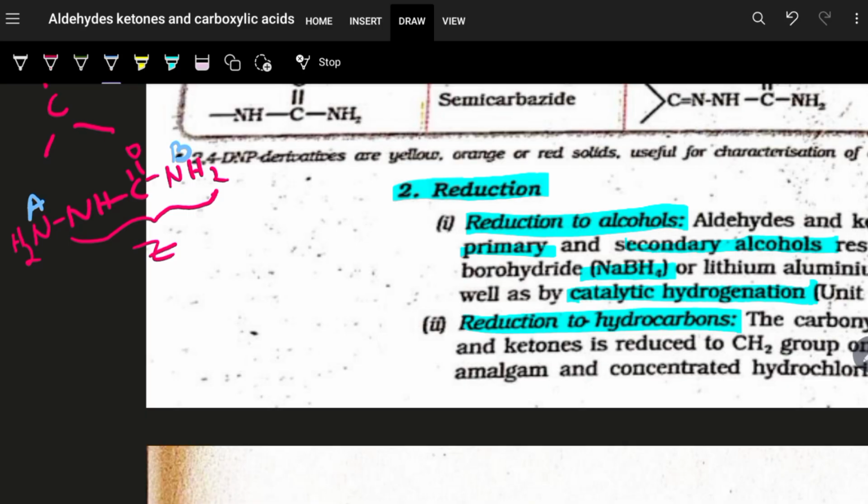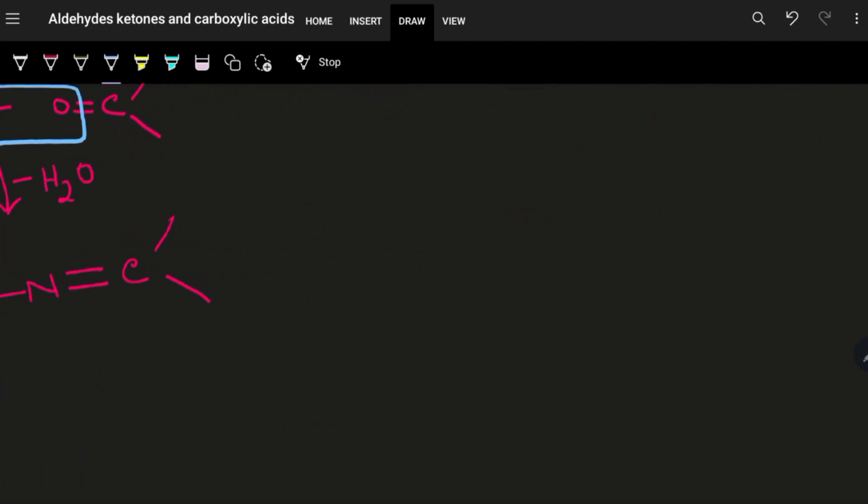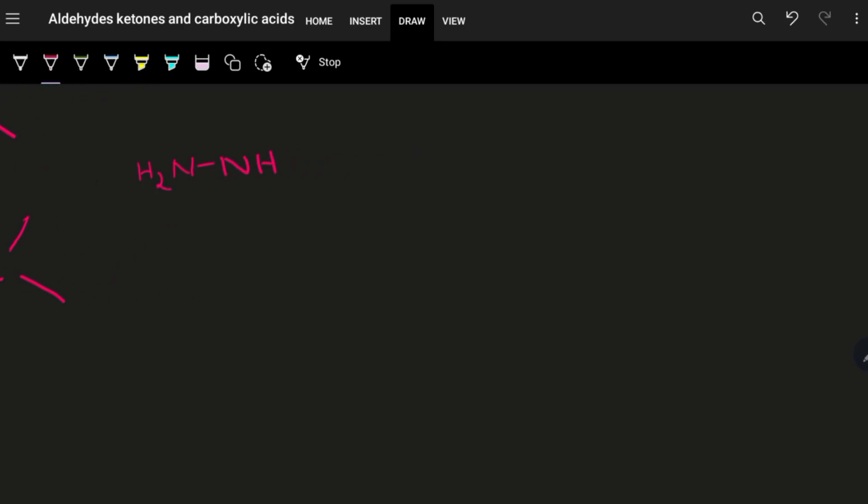Which one is acting as the nucleophilic end? This nitrogen is the nucleophilic end. This nitrogen also is a nucleophilic end. So which nitrogen is acting as a better nucleophile? For that reason, please see the structure once more of semicarbazide. It has NH2, NH, C double bonded O, NH2. This is the structure of semicarbazide.